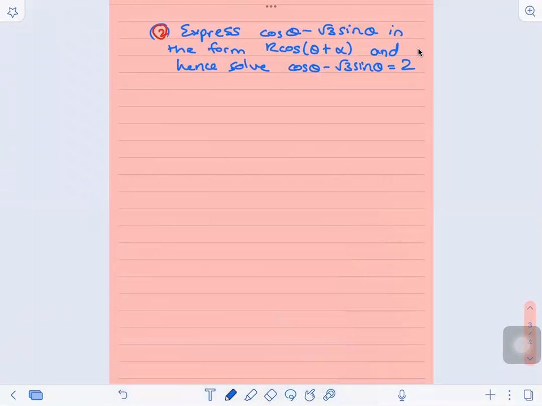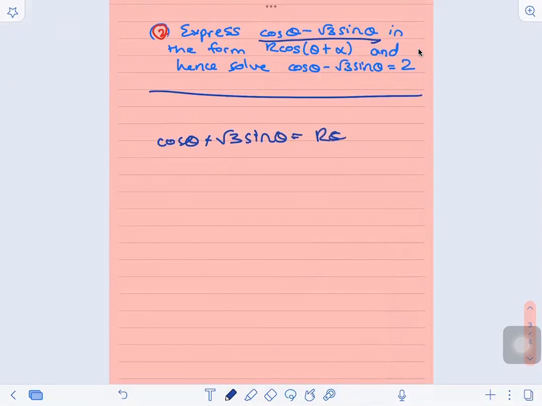Okay, so the next step that we need to do here, let's look at this. So the first part is express cos theta plus root 3 sine theta in the form of r cos (theta plus alpha).